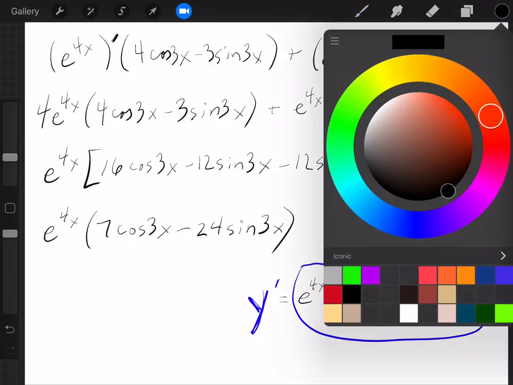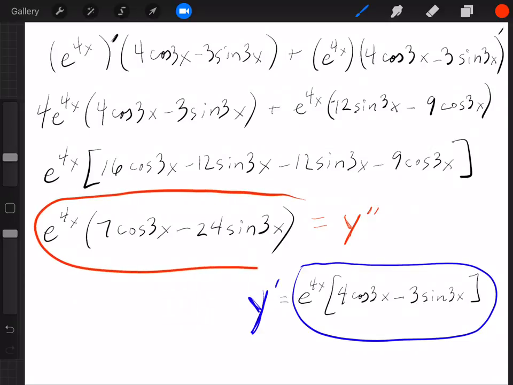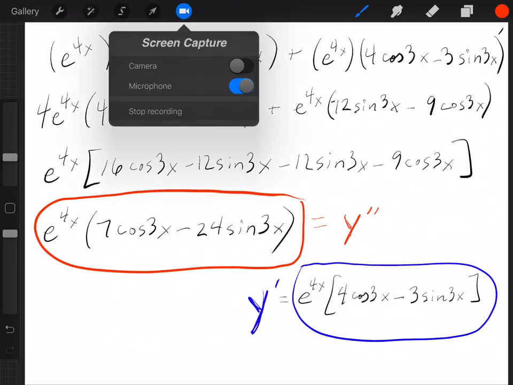So we now have our y double prime. Oh, this is the y double prime, yep. So now we have them both on this one page. So now we have to plug it in.